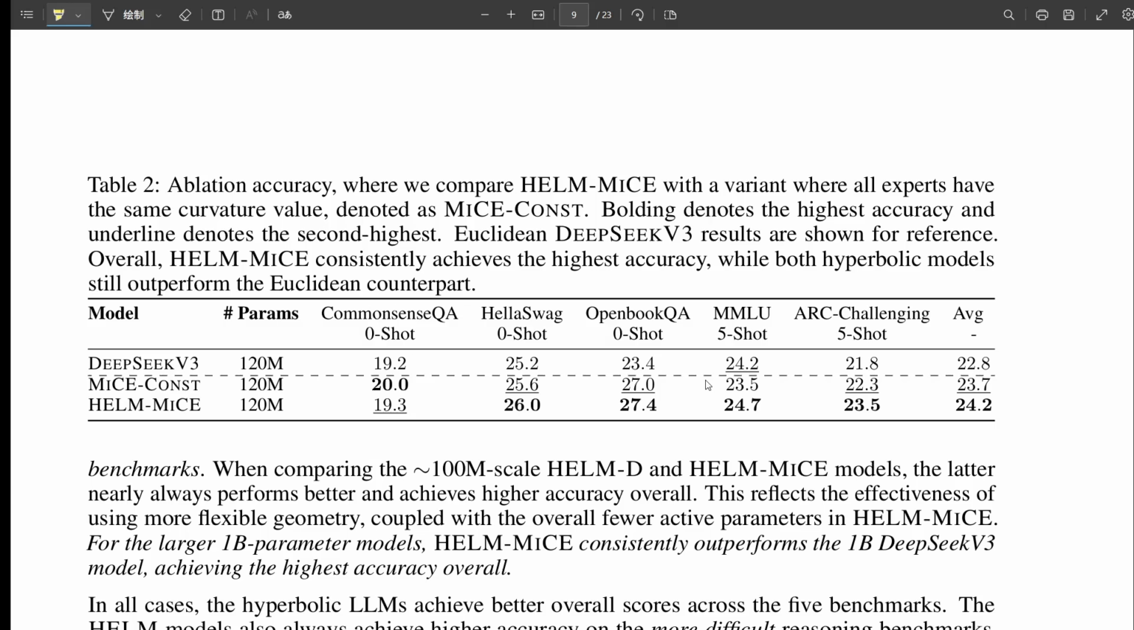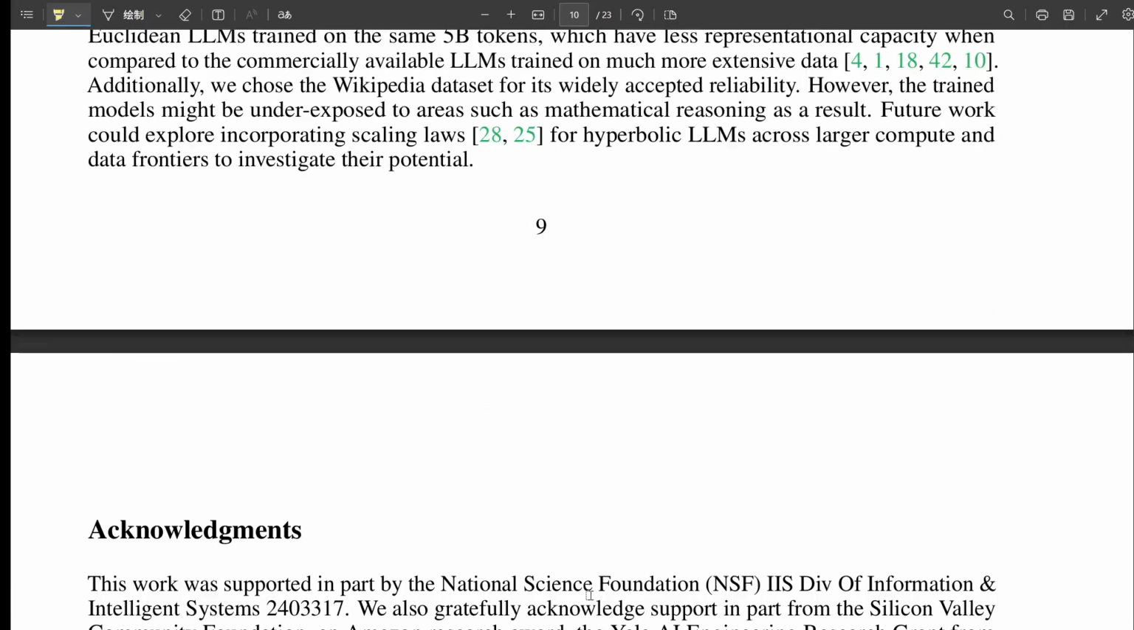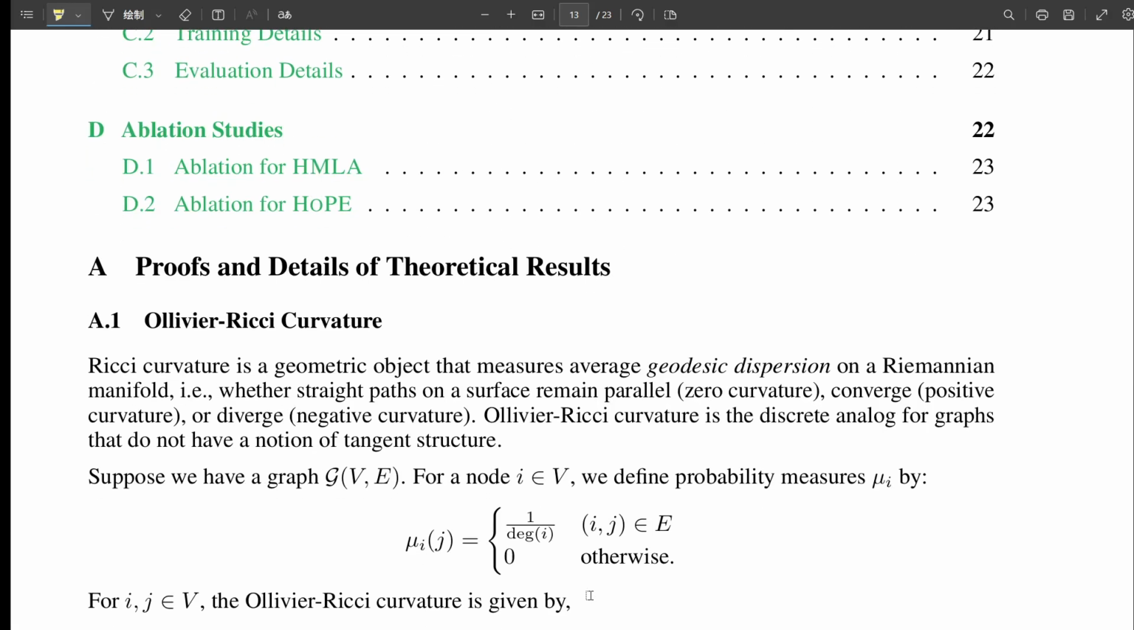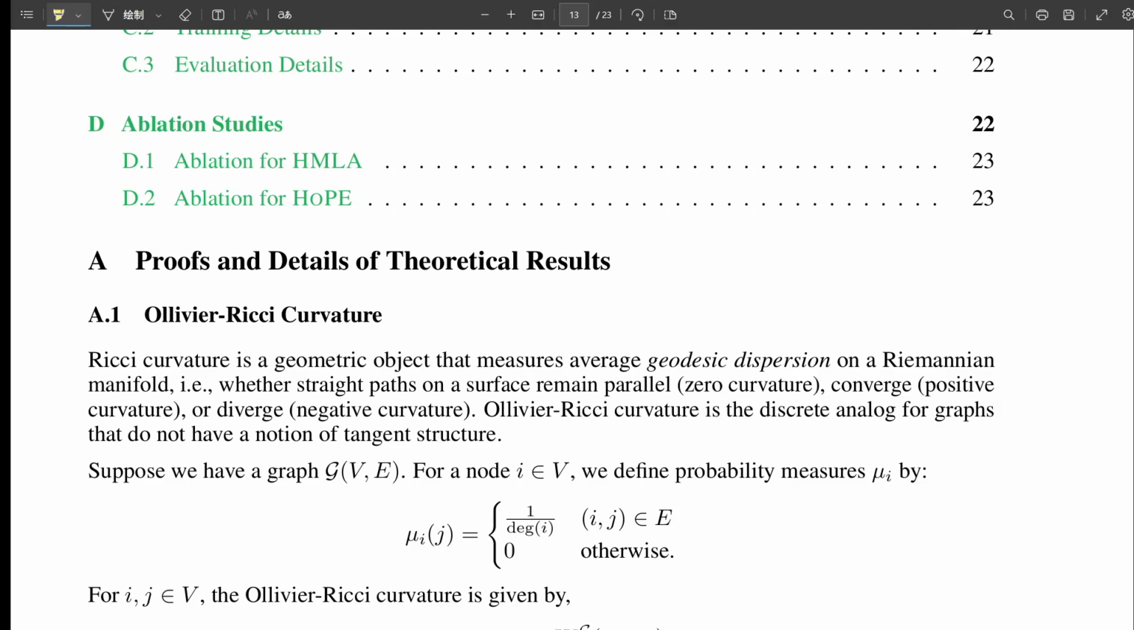Okay, so wrapping up this deep dive, we've explored HELM, which is this really fascinating academically driven effort to rethink LLM foundations by matching the math space to language's geometry. And the core takeaway, I think, is pretty powerful. By operating fully in hyperbolic space and, crucially, introducing these specific, innovative hyperbolic native modules, MICE for geometry, HOPE for positions, HMLA for scale, and RMS norm for stability, HELM shows real, measurable advantages, particularly in reasoning, over standard Euclidean approaches at the billion parameter scale. It really builds a strong case for using geometry that fits the data rather than forcing the data into flat space.